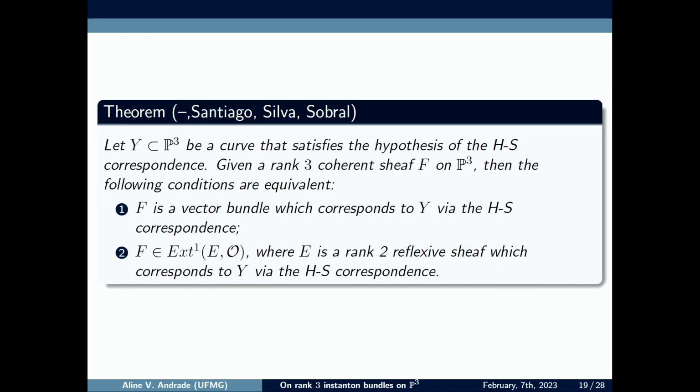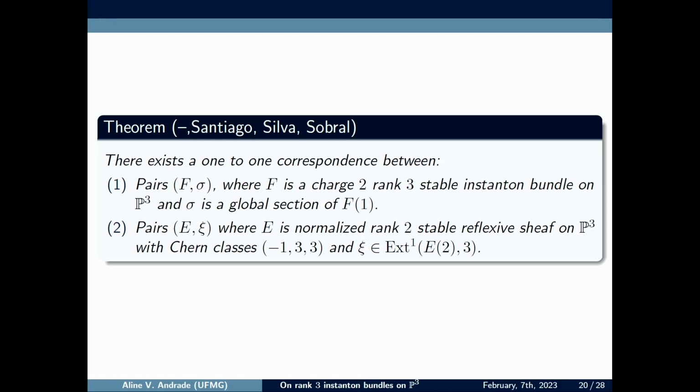So for general charge, it's a little bit difficult. For charge equal to 1, Jardim and Gargatti have already done some studies. So we are going to focus on the charge 2 case, okay? We have a one-to-one correspondence between charge 2 rank 3 stable instanton bundles on P3 and a global section sigma of this, related with the curve via the Hartshorne-Serre correspondence, and pairs of normalized rank 2 stable reflexive sheaves on P3, with Chern classes -1, 3, and 3. And these extensions over here, and this 3 is supposed to be O_P3, okay?